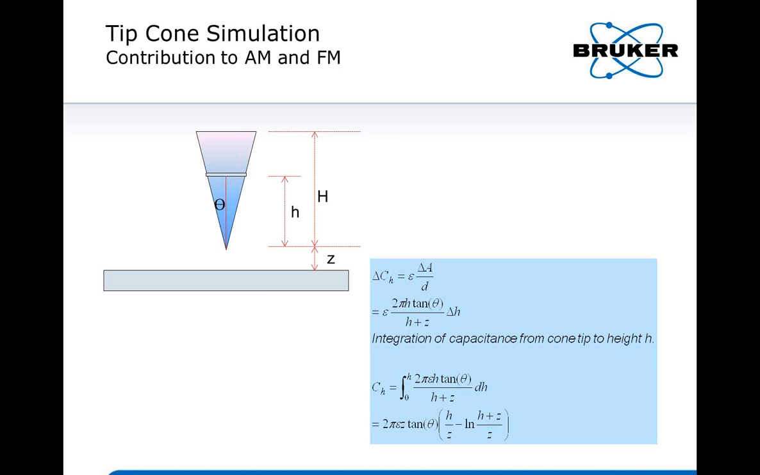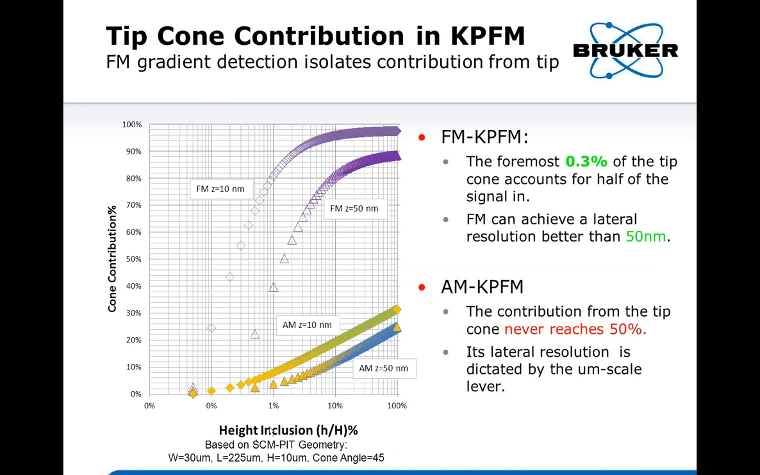Now, on the x-axis is the percentage of small h over big H, and on the y-axis is the contribution of the tip cone up to that height, how much it contributes to either the electrical force or the electrical force gradient. Now let's take a look at the yellow curve.